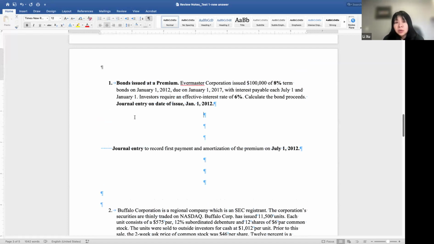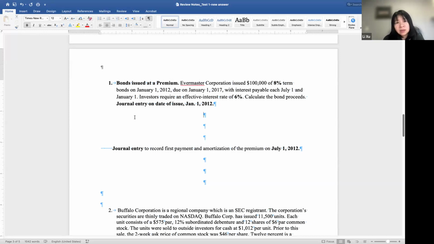Here, when you do the first year, a lot of times you don't even need to know the amortization table because it is fairly simple if you just do the first year, right? So here I'm just going to do it together with you, and you will see why it's fairly simple. For this company, they issue a $100,000 8% bond due on January 1st, 2017, with interest payable twice per year.